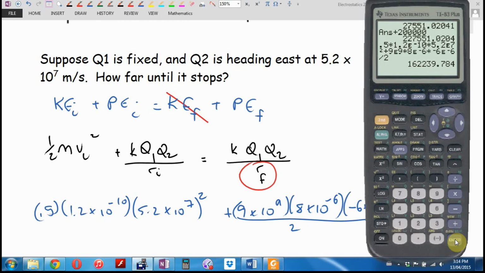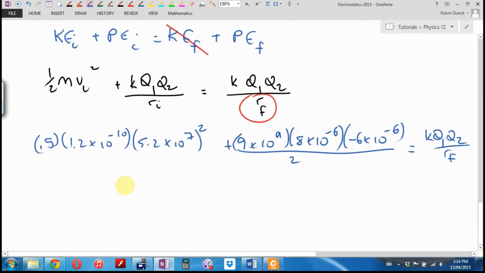We may end up with a really, really big radius, like in the trillions or something. This is what happens when I make these up. Anyways, I get 162,239. 162,240 equals K Q1 Q2 over R final. Now, how would I get R final by itself?